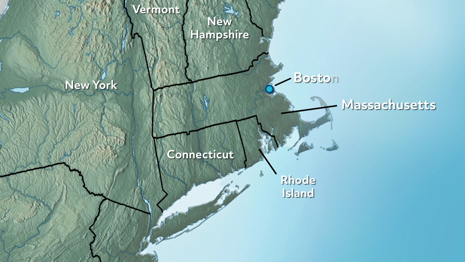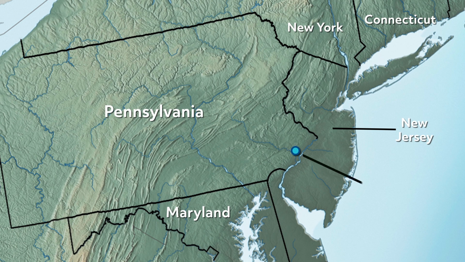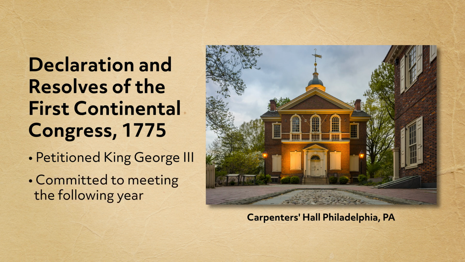There became such unrest in Boston that British troops were dispatched to restore order. But their presence only ignited tensions further and led to violence between troops and colonists. This was met with a series of punitive measures by the British Parliament and in turn prompted delegates from the 13 colonies to gather in Philadelphia to discuss plans. In October 1775, the Declaration and Resolves of the First Continental Congress was issued, which included a petition to King George III and a commitment to meet again the following year.